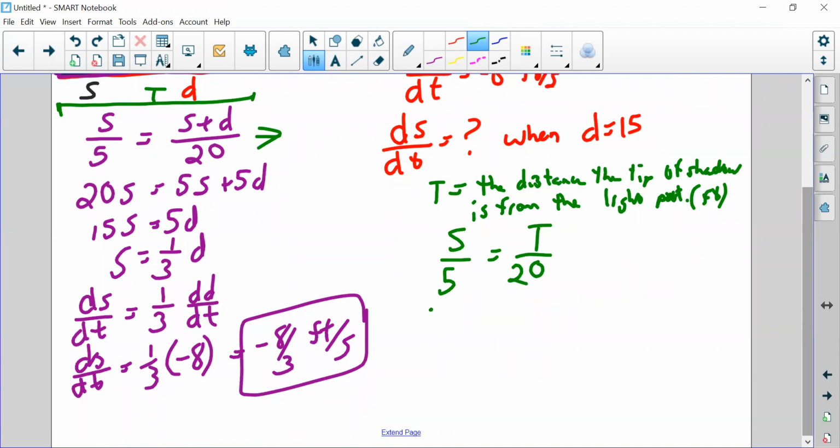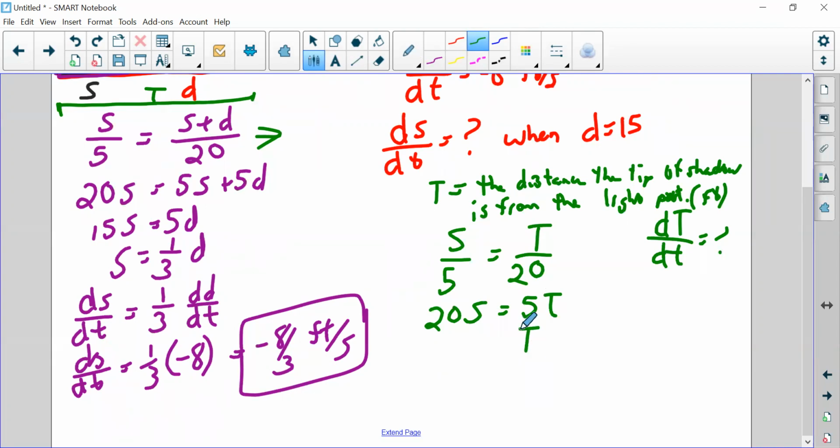So that gives us 20S is equal to 5T. And what are we trying to find? We're trying to find at what rate the tip of her shadow is changing. So what are we looking for this time? dT over dt. So we're looking for big T over dt. This is what we're looking at for this time. So I probably need to solve for T. So that gives us T is equal to 4S.